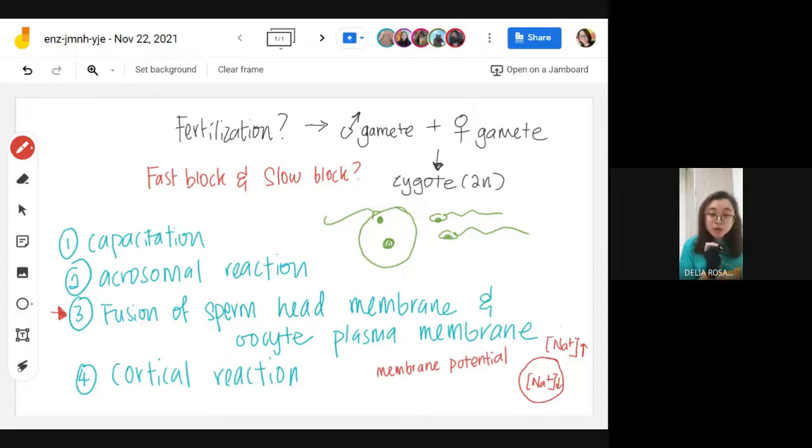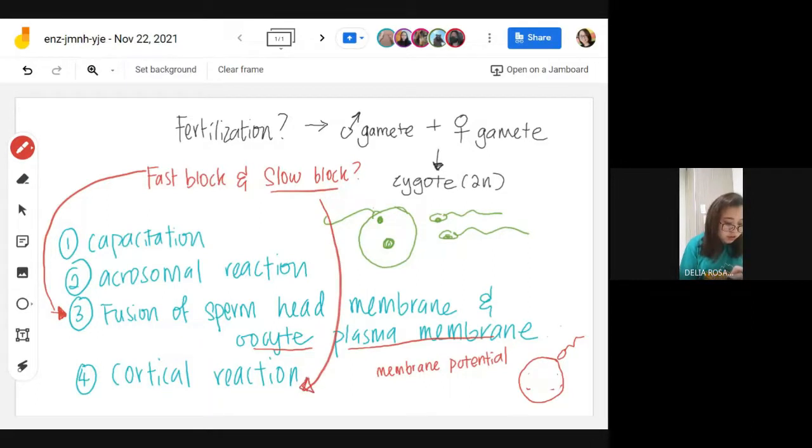So during stage 3, there will be depolarization of the plasma membrane of the oocyte. And when there is depolarization, that means ini concentration ion berbeza sudah. Dia tidak ikut concentration yang asal. Asalkan membrane potential plasma membrane oocyte sudah berubah, sperm lain tidak dapat masuk. And this depolarization happens very fast, which is why this is called the fast block. Slow block happens during cortical reaction. This is where you have the cortical granules released outside of the oocyte, so that the jelly layer outside of the oocyte will not allow other sperms to enter.